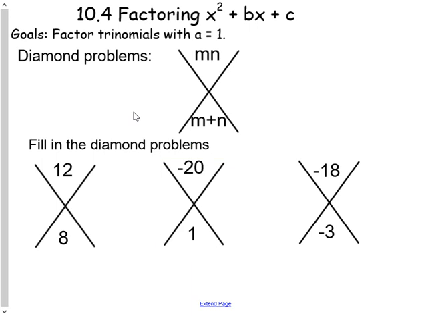Today we're going to be doing lesson 10.4, which is x squared plus bx plus c factoring. Basically, we're factoring what's considered trinomials with a equals 1. Again, just a reminder, trinomials are typically quadratic equations, which usually are in this form, x squared plus bx plus c.